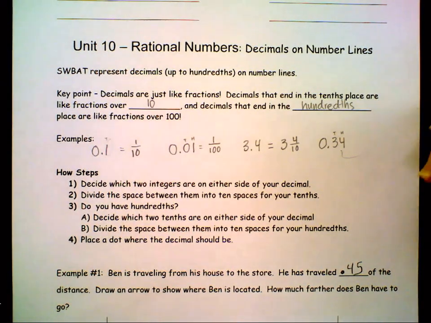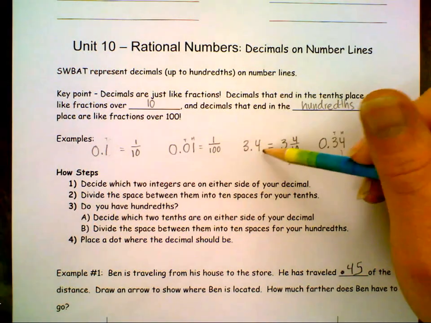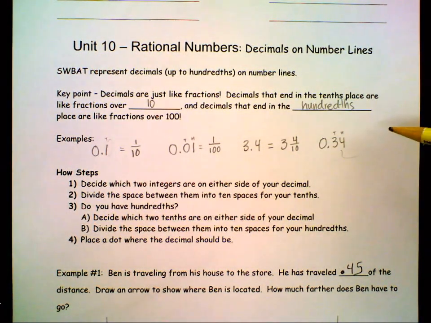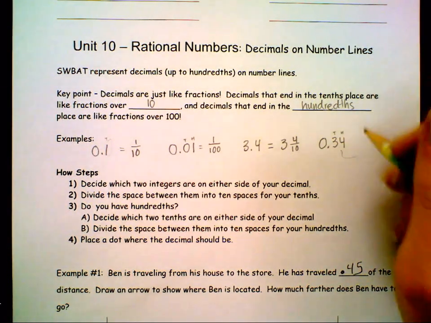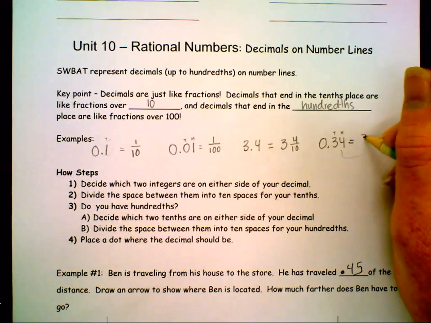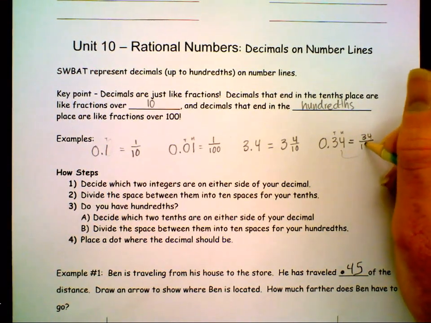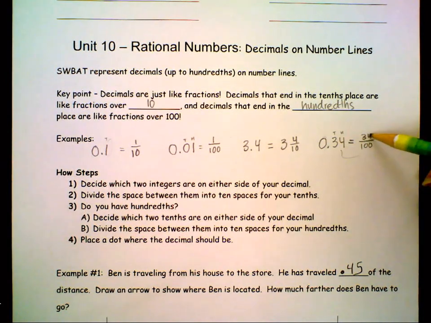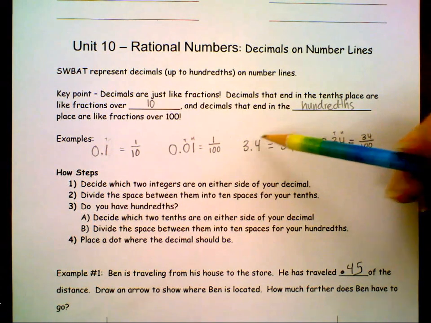Remember, the decimal place is very important. Would you rather have $3.40 or 34 cents? The numbers are the same, but the decimal point is in a different place. So in this case, we would write it 34 hundredths. There is no whole number. We have 0 and 34 hundredths. So you can get 34 pennies, or you can get $3.40.